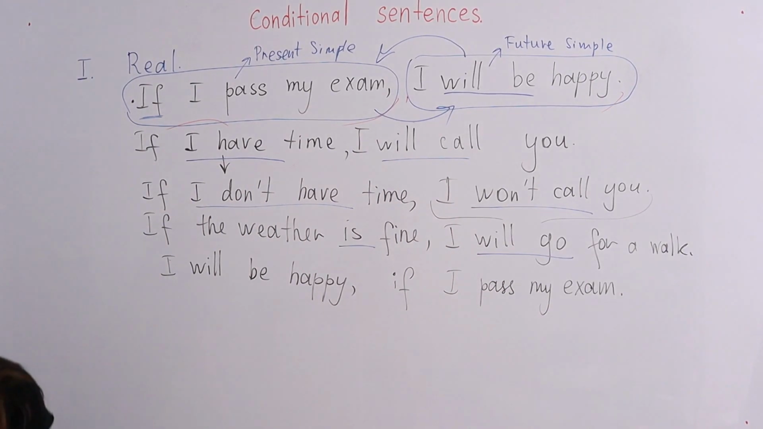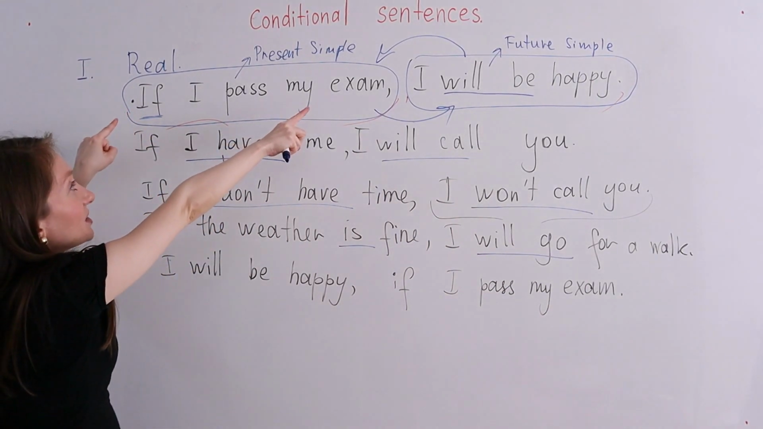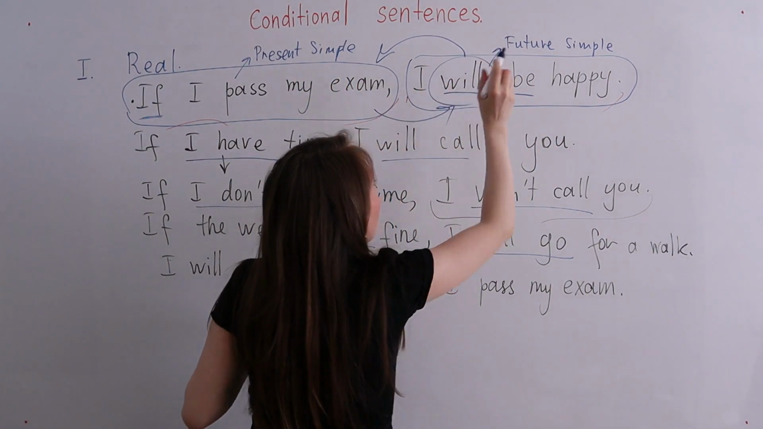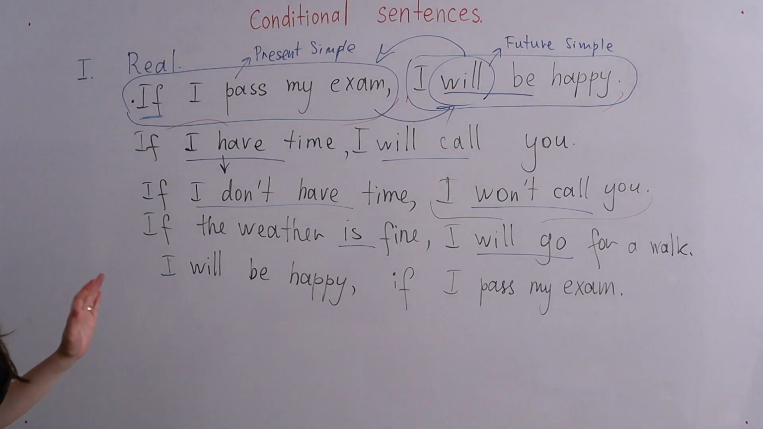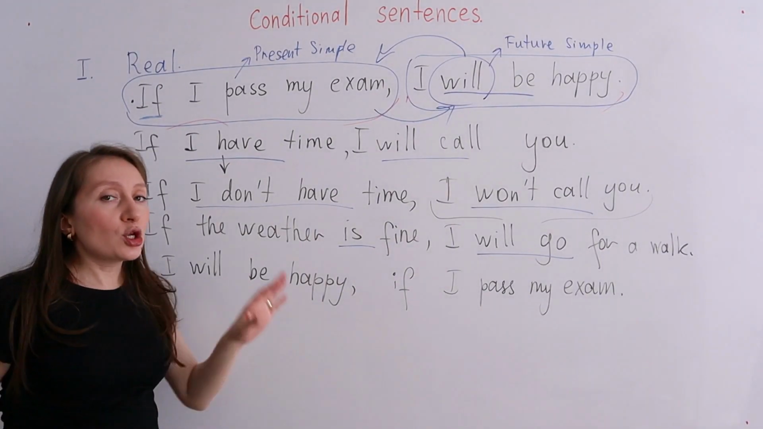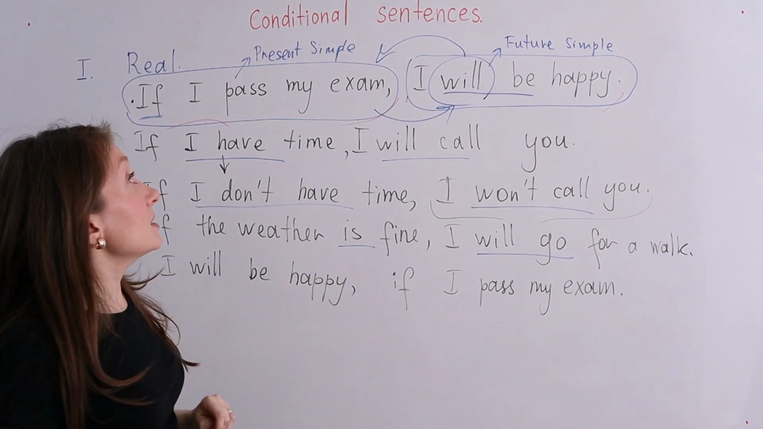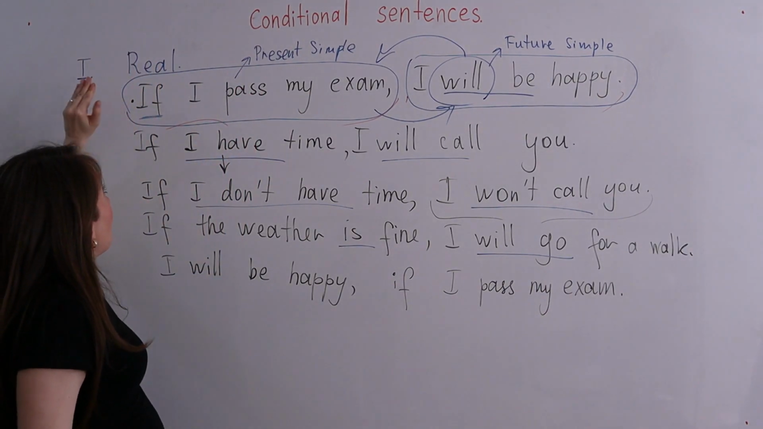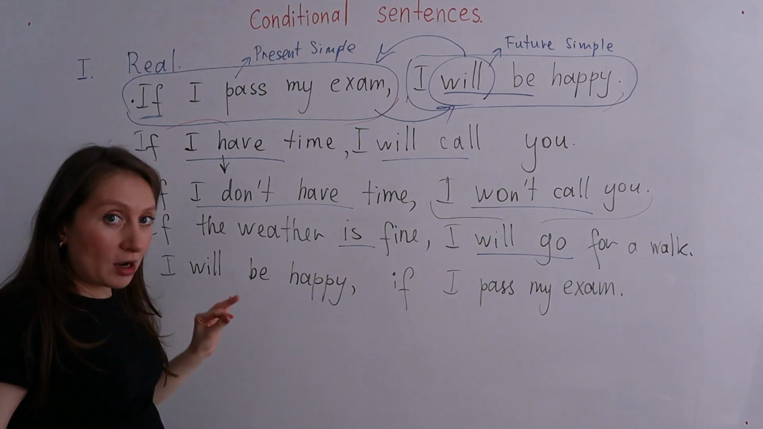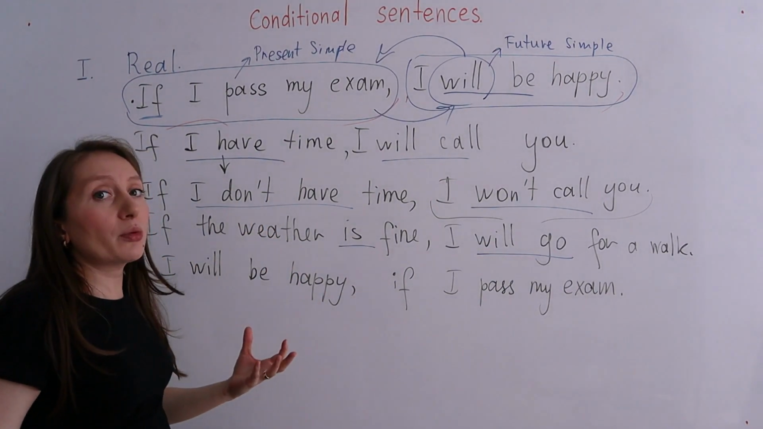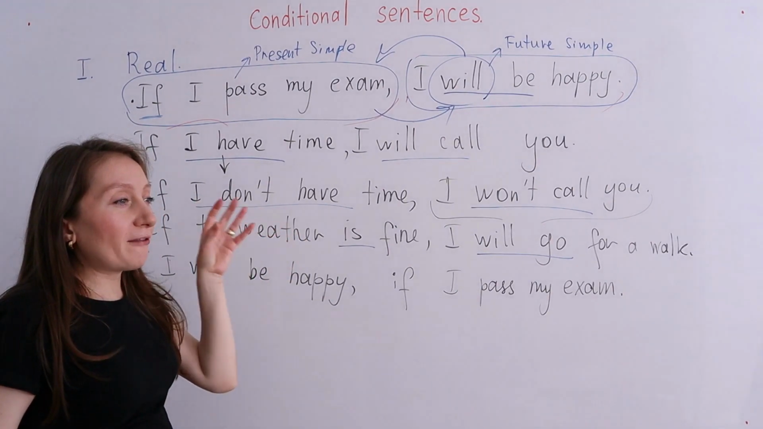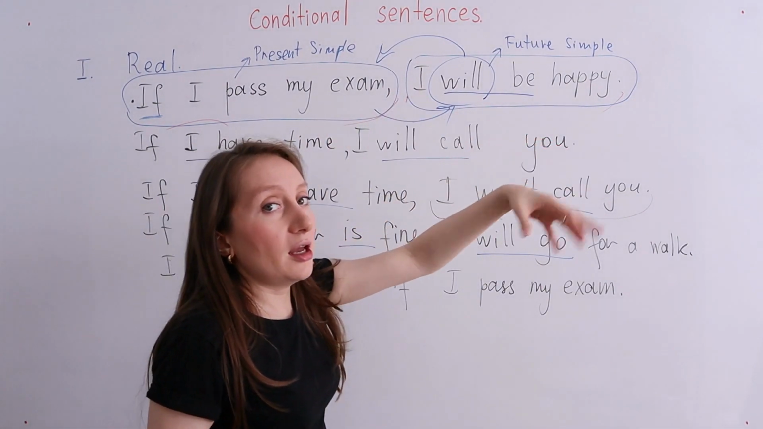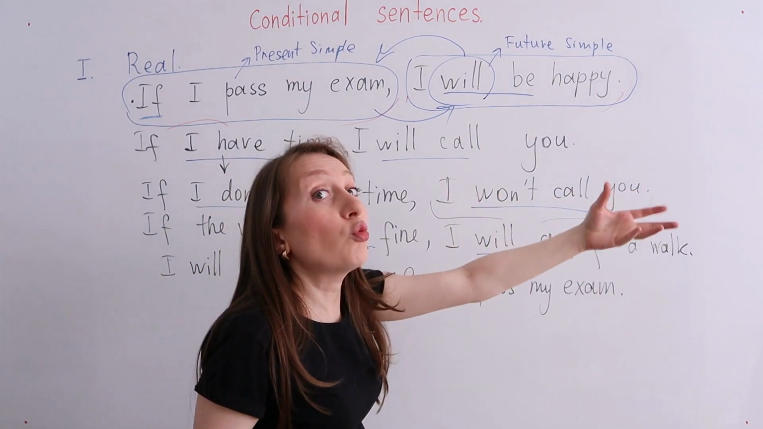Please don't forget that inside the if part, we use present simple, and inside the main clause, we use will. Very easy. Now your task is to write 3 sentences with conditional sentence type 1. Practice at least 3 sentences so you can feel the structure: if, present simple, and then the main clause with will.